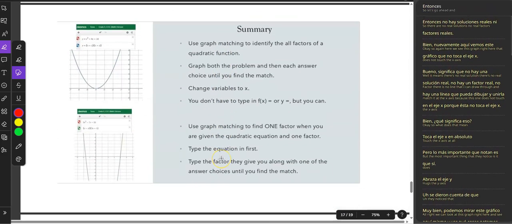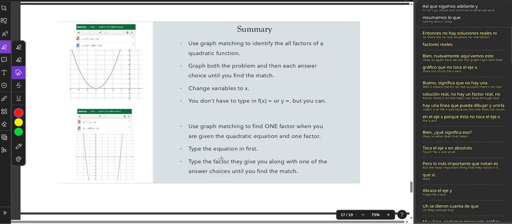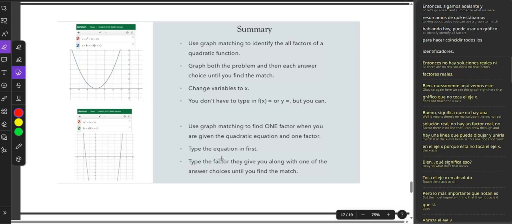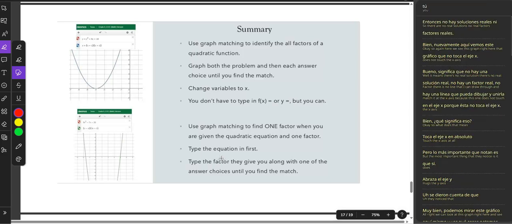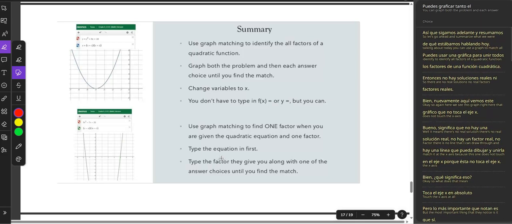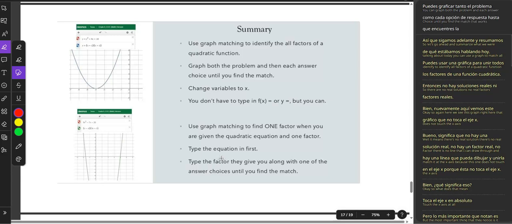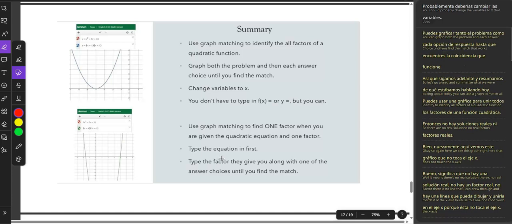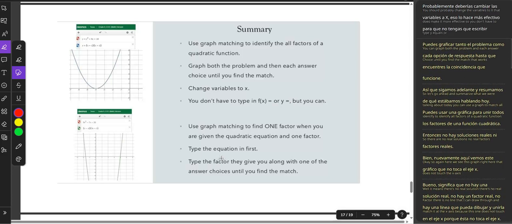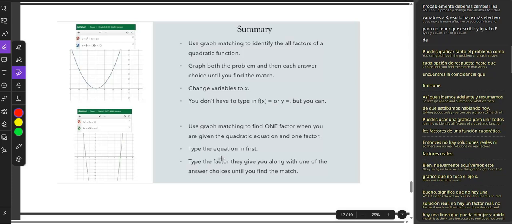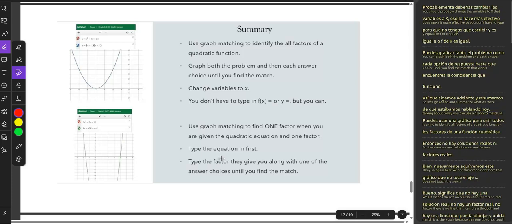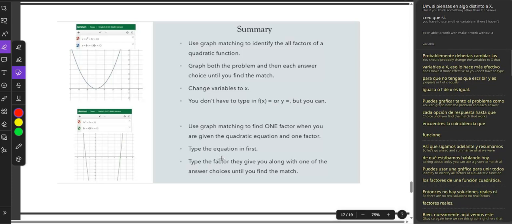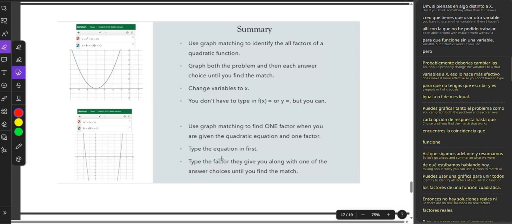So let's go ahead and summarize what we were talking about today. You can use a graph to identify all factors of a quadratic function. You can graph both the problem and each answer choice until you find the match that works. You should probably change the variables to x. That does make it more effective so you don't have to type y equals or f of x equals. If you're using something other than x, I believe you have to use another variable in there. I haven't been able to make it work without a variable, but it always works if you use x.